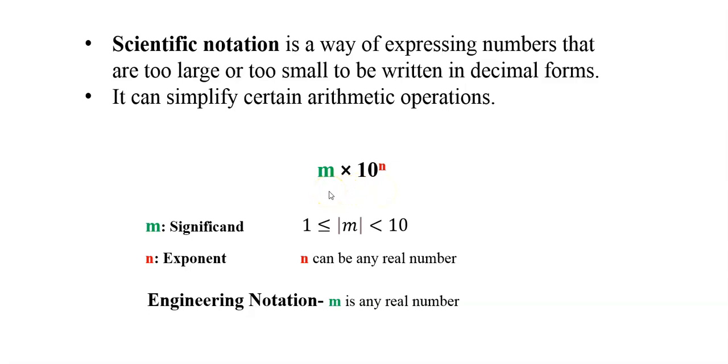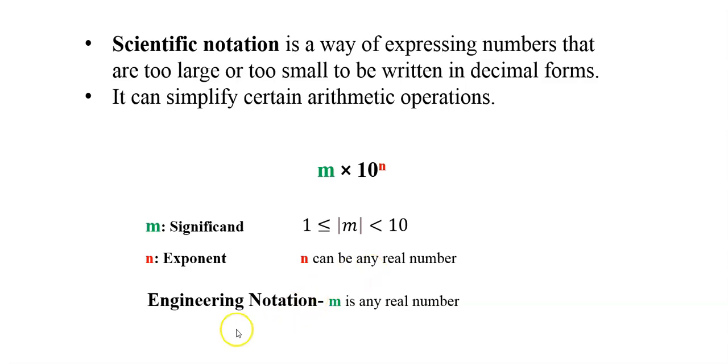M is called the significand and is a real number between 1 and 10. It can be negative or positive, that's why I'm using this absolute value sign for m here. N is called the exponent and can also be any real number, both negative or positive.